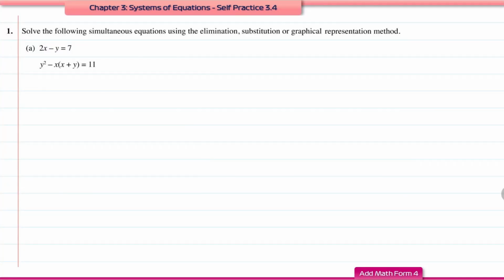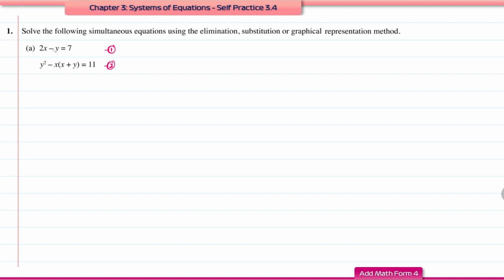Question number 1. Solve the following simultaneous equations using the elimination, substitution, or graphical representation methods. So for question A here, I'm going to choose the substitution method as it is easier in this case. First I'm going to label the equations as 1 and 2.